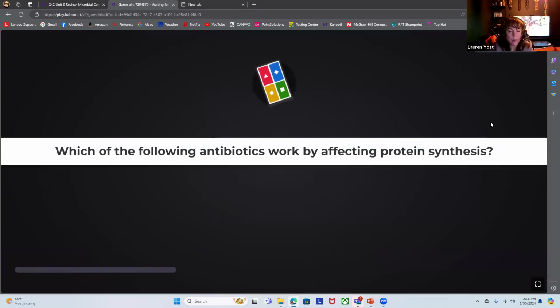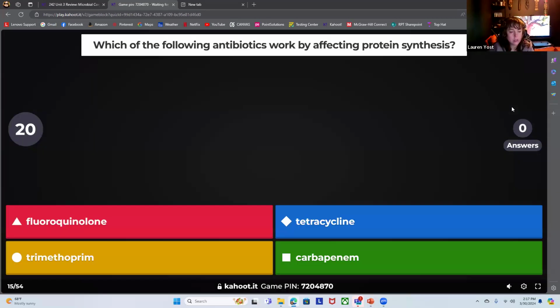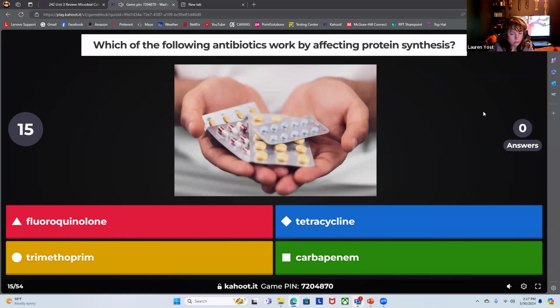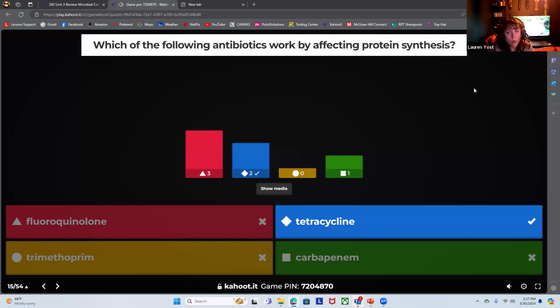All right. Which of the following antibiotics work by affecting protein synthesis? All righty. So with protein synthesis, if it's targeting directly that, we're probably targeting the actual function of ribosomes themselves. So if we go back to fluoroquinolones, those guys are a group that fall within nucleic acid synthesis, so DNA and RNA synthesis itself. Then we have trimethoprim for the folic acid synthesis pathway, which you guys chose as your choice. And then carbapenem is affecting cell wall synthesis.